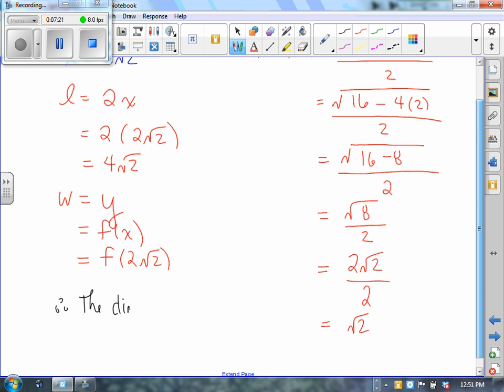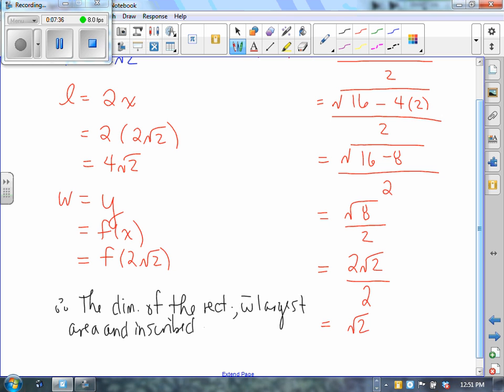So therefore, the dimensions of the rectangle with largest area inscribed in the ellipse defined by the equation x squared plus 4y squared equals 16 are root 2 by 4 root 2. And that concludes that particular example.